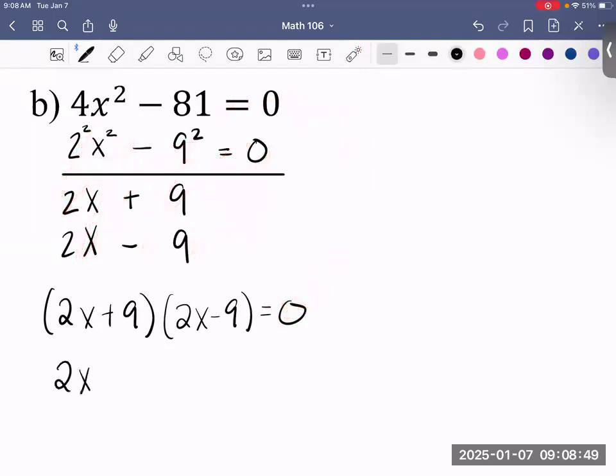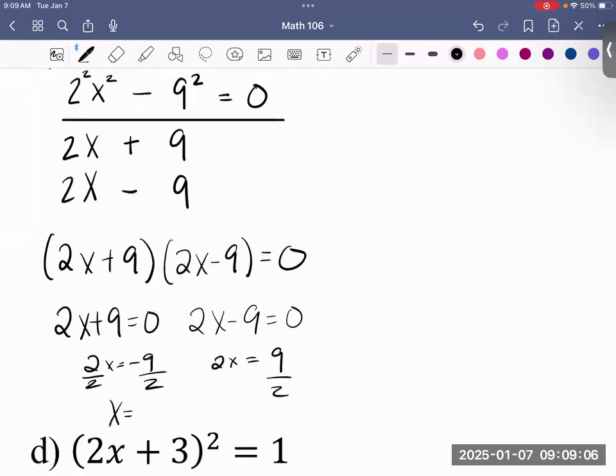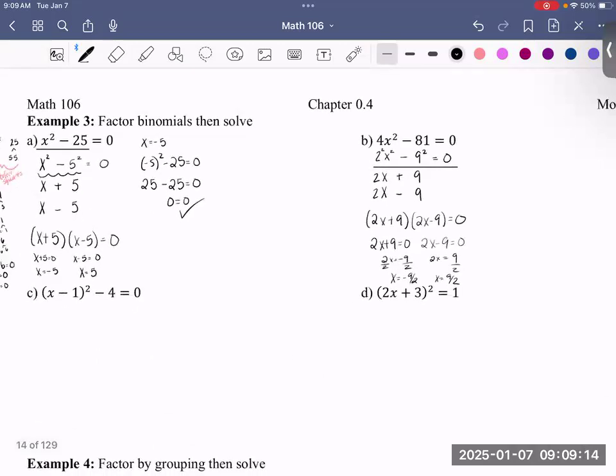So from here, we can just go ahead and set them equal to 0. All right, from here, subtract the 9 or add the 9 on the other side. Divide by 2. X is equal to -9 over 2, and x is equal to +9 over 2. That just means if we were to plug them all the way back in, they would come out with a 0. And I'm going to highlight my final solutions.